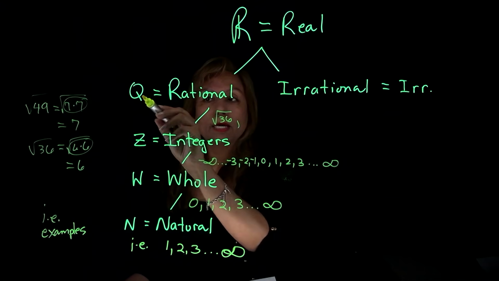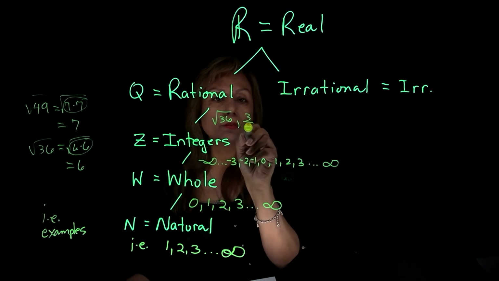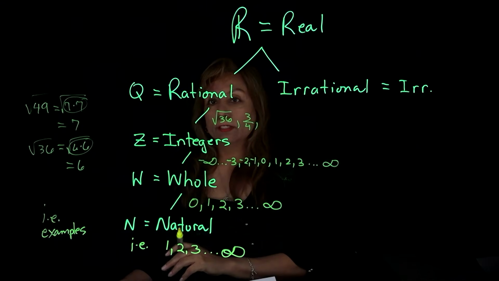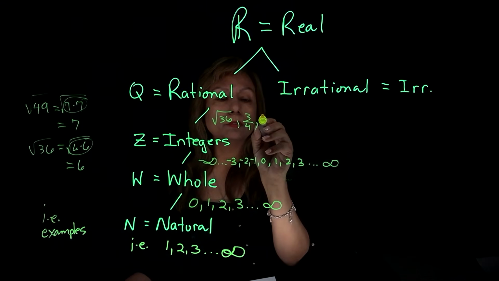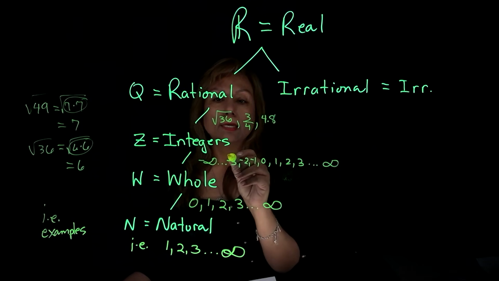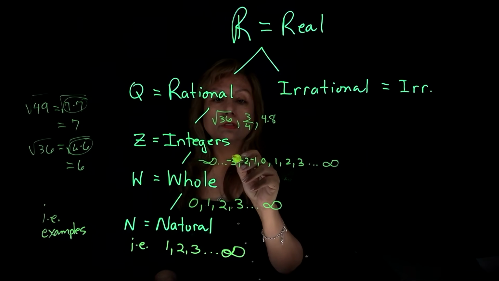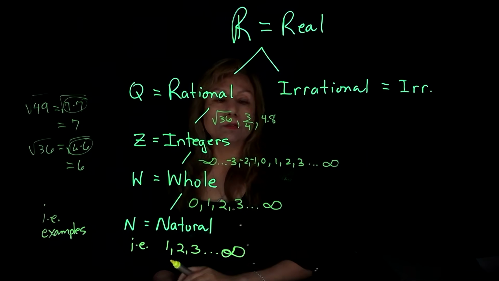Then think about that symbol Q. Think about quotient. So those would be fractions. We can say 3/4. Another example of rationals would be decimals. Let's say 4.8. And then, of course, integers can also be written as a rational. So everything in the integers is up here also.